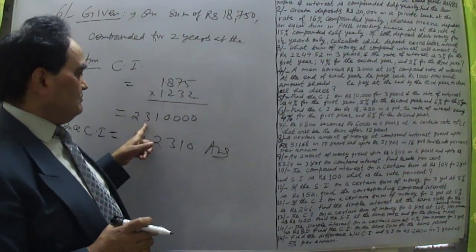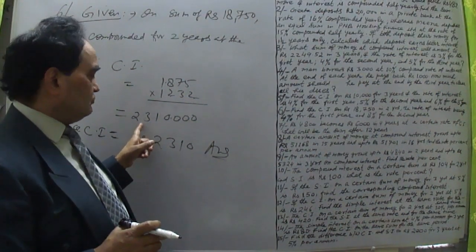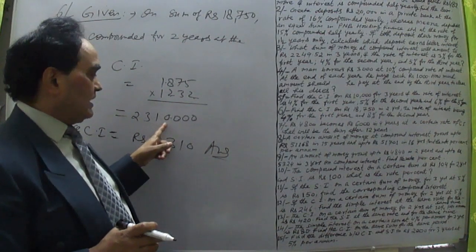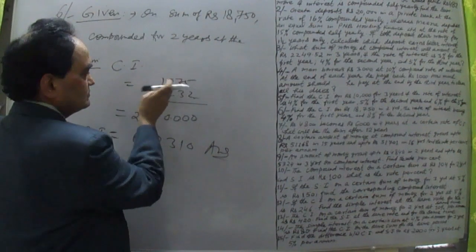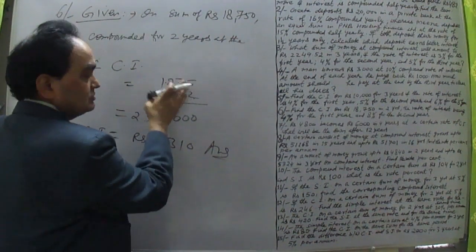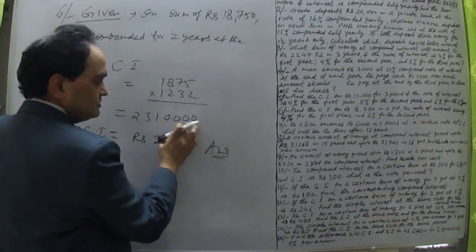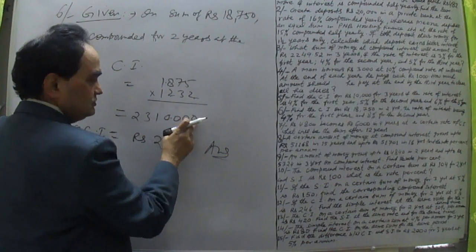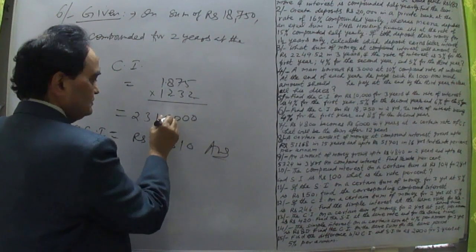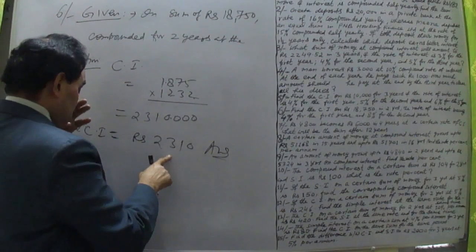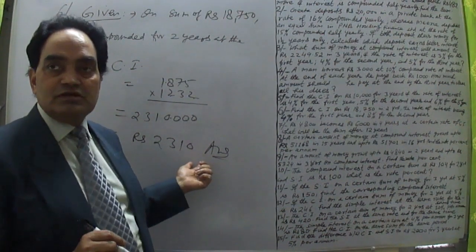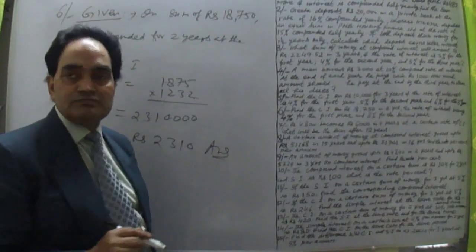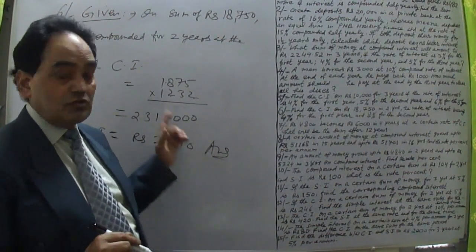Compound interest is finally obtained as 2310.00, because the decimal is after 3 digits, 0.875. So after multiplication also we put the decimal after 3 digits. So this is the decimal here. So the final answer is compound interest calculated is rupees 2310. This is the final answer of compound interest.